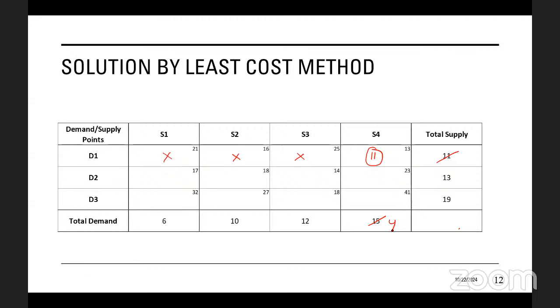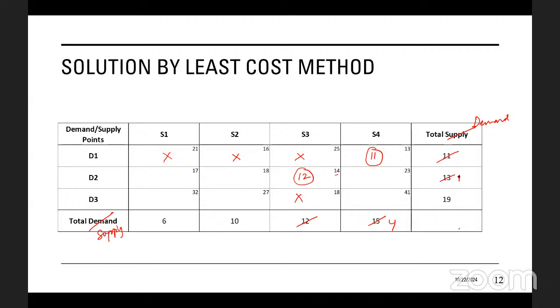Now we will look for the next least cost cell, which is 14. This cell is D2S3. In D2S3, the maximum allocation that we can make is 12, because of the total supply constraint. So we will make an allocation of 12. If we make an allocation of 12, this is totally struck out, and this is reduced to 1.